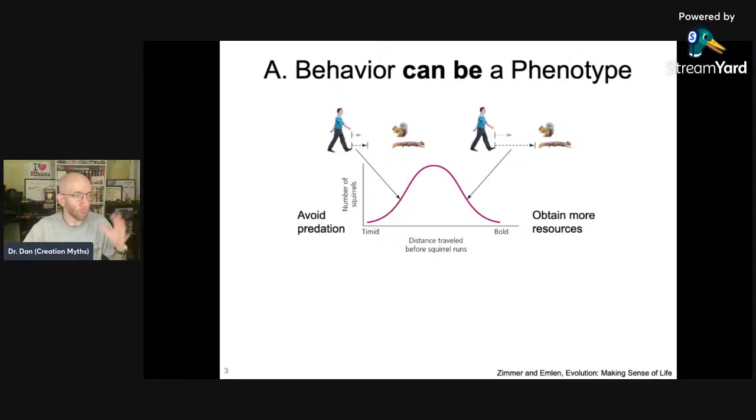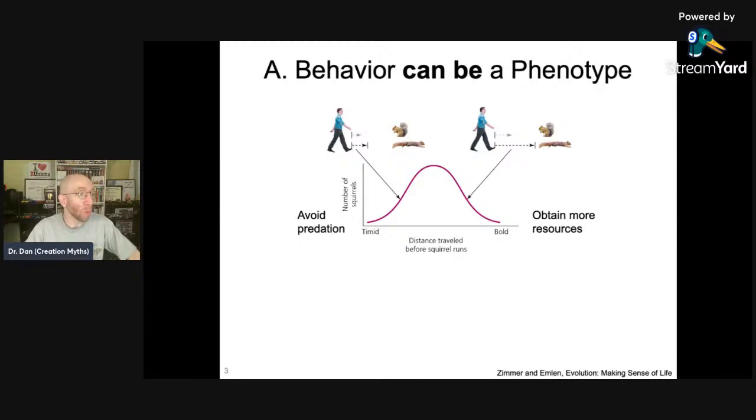So in this figure, it's really simple what's going on. We're looking at the distribution of this trait within the population, and this is basically looking at the aggressiveness of the squirrel. So it's the distance traveled before the squirrel runs. You've got some squirrels that are more timid and some that are more bold, and each side of that distribution is going to come with costs and benefits.